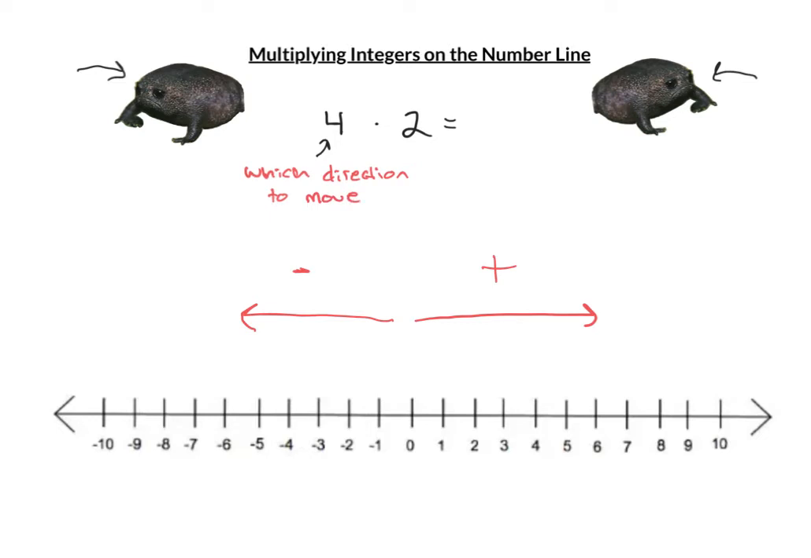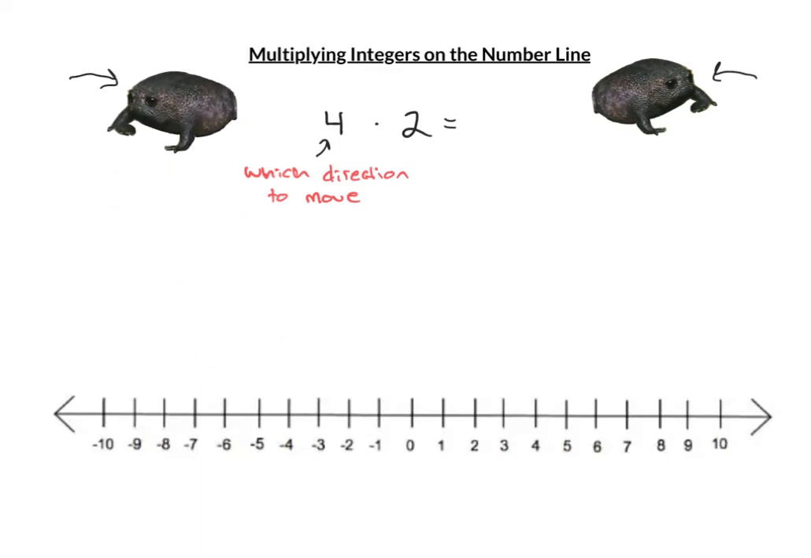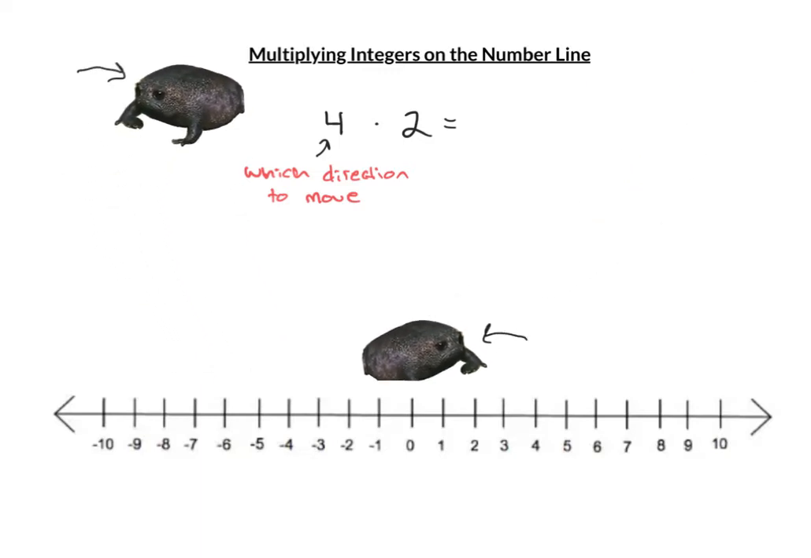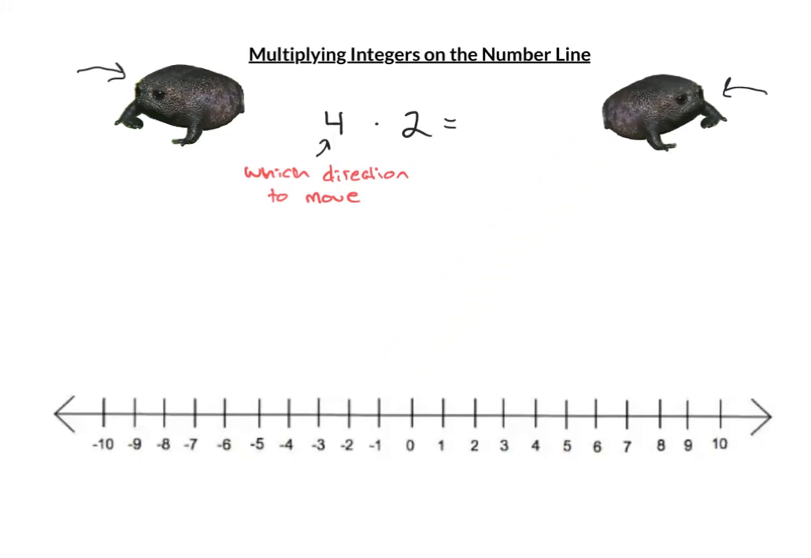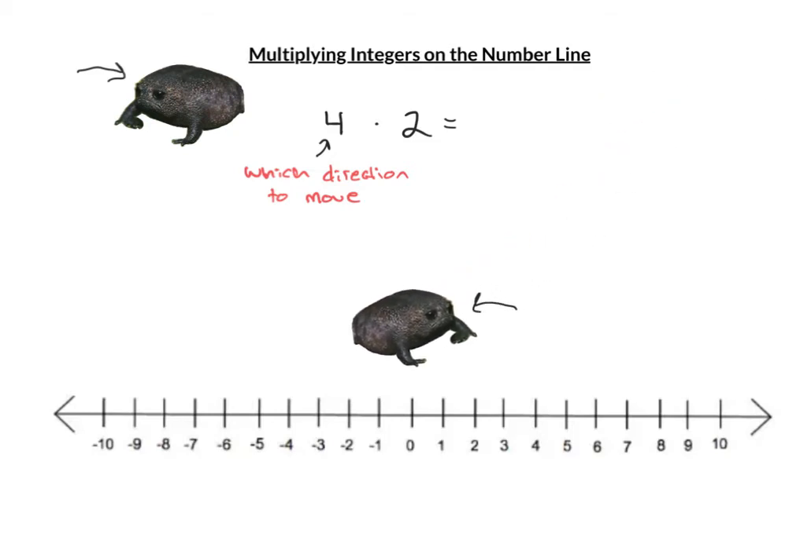So you'll notice here that our rain frogs are facing in two different directions. One of our rain frogs is facing to the left, this guy right there. And one of our rain frogs is facing to the right, that guy right there. So since our first term here is a positive 4, we're going to need this little buddy right here, because this guy is moving in the positive direction.